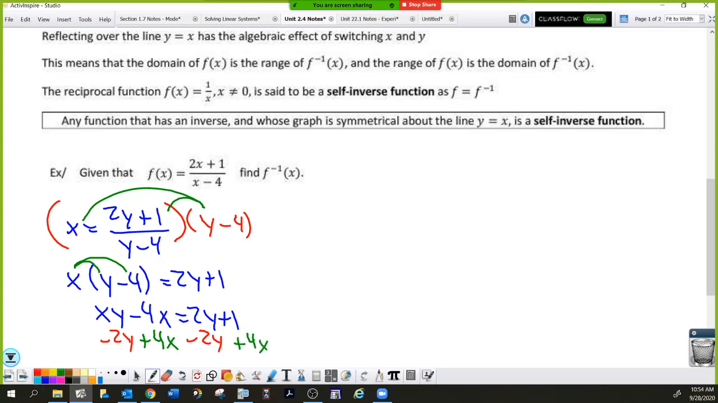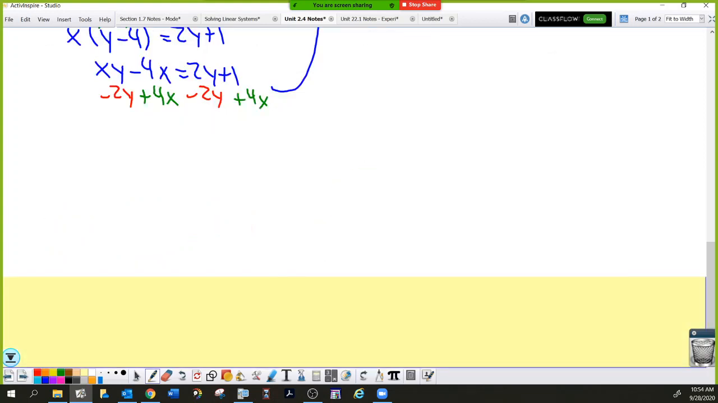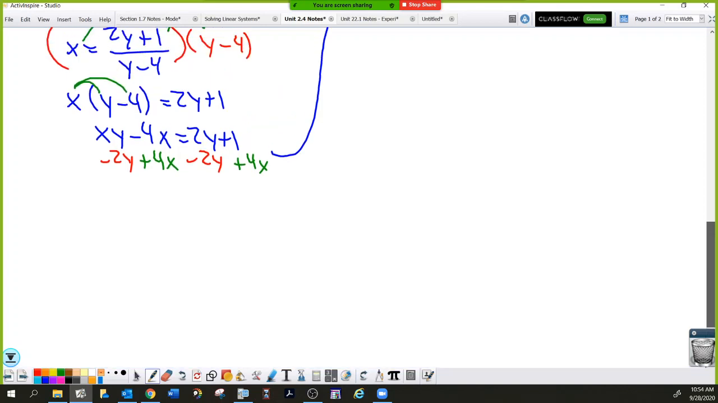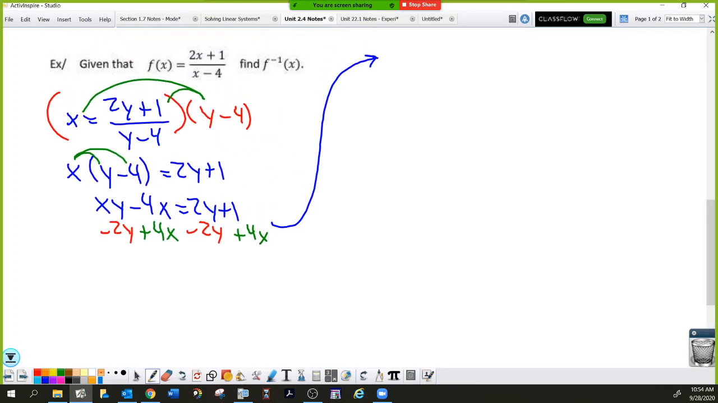And like I said, I'm out of vertical space, so I'll come over here. I will do this so my people that are in the back can see what's going on. There. On the left, I'm going to have xy minus 2y. On the right, I'm going to have 4x plus 1.